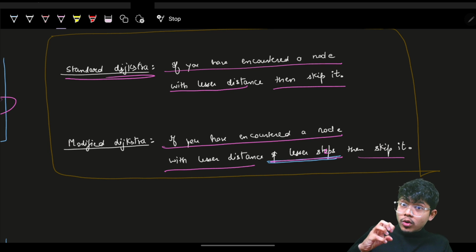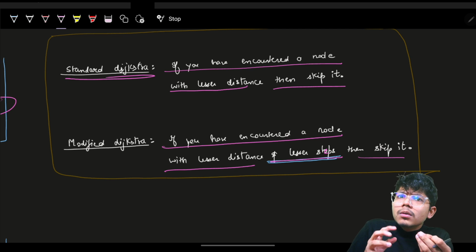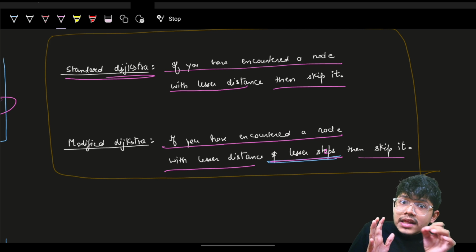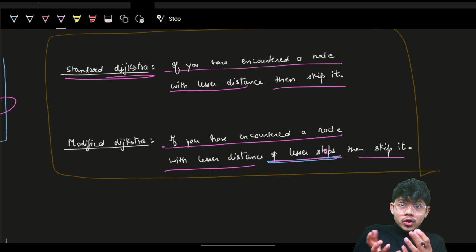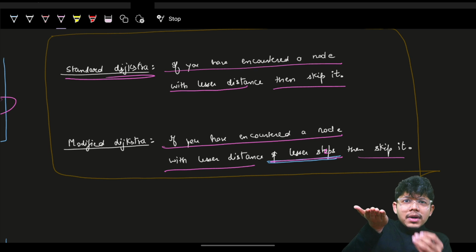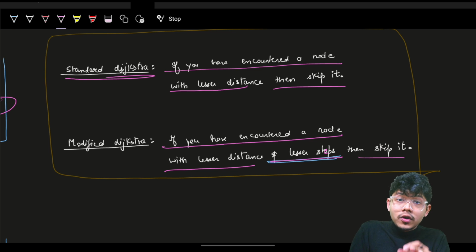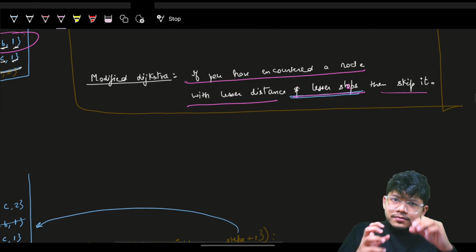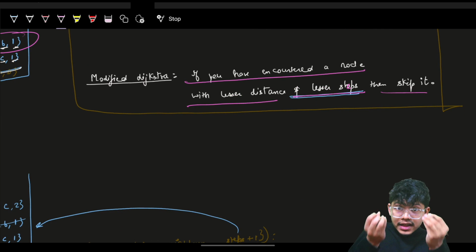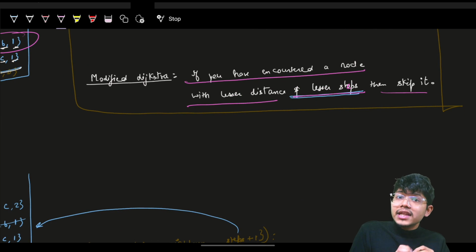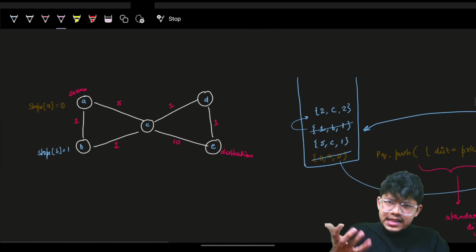If you encounter a node with more distance but lesser steps, still you keep that. If you encounter a node with a lesser distance but more steps, still you keep that. So that is okay. If you encounter a node with a lesser distance and lesser steps, only then you actually skip that node. We'll see what we mean.